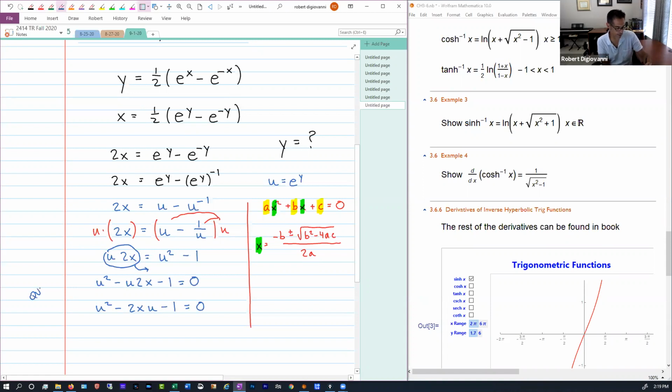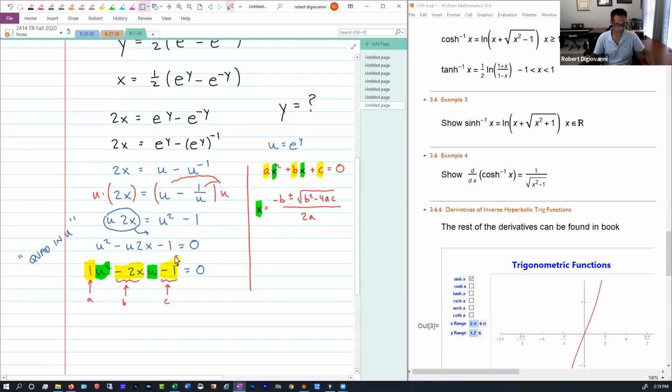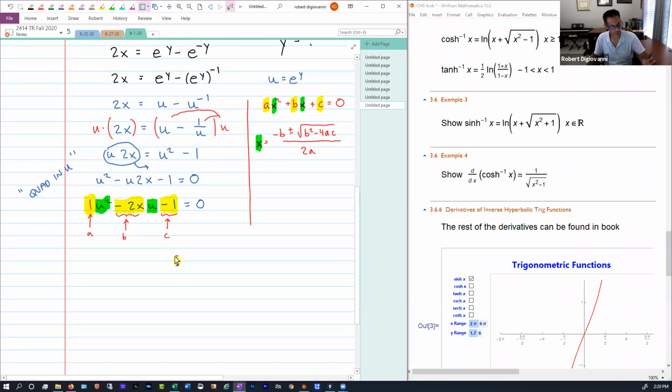This is a quadratic in u, meaning that the variable for us is u, right? U squared, u. And the coefficients are the numbers or the things that are in front. Our a is actually a 1. Our b has a variable in it. And our c is -1. Do y'all see that? And so we can still use the quadratic formula, except this time we're going to be solving for u, not x, right?